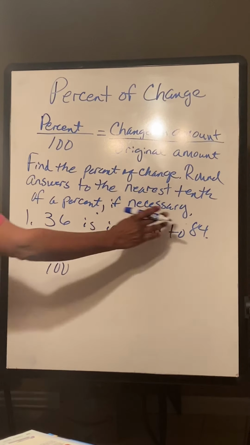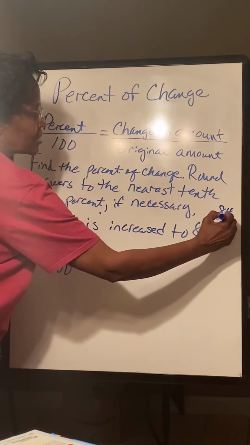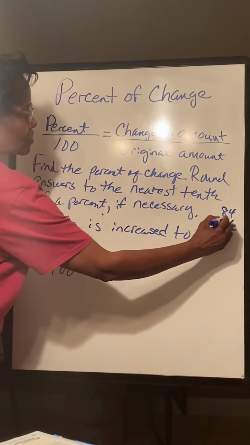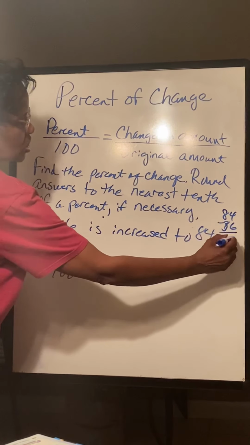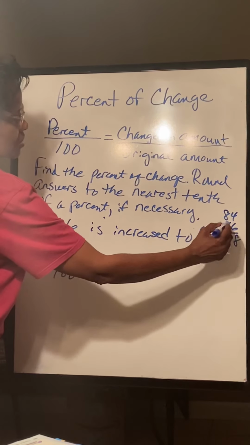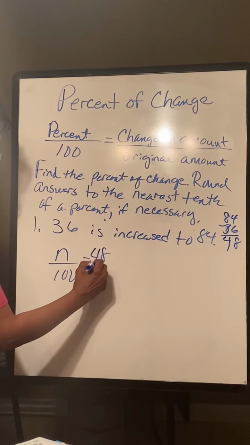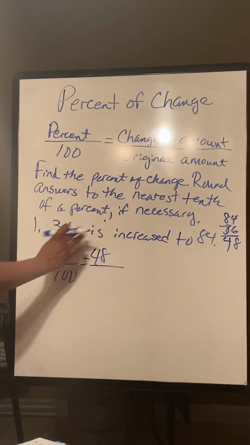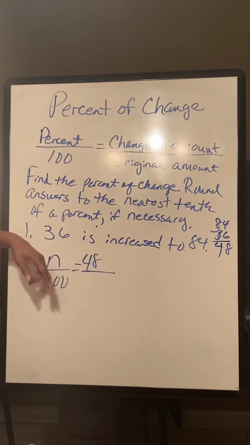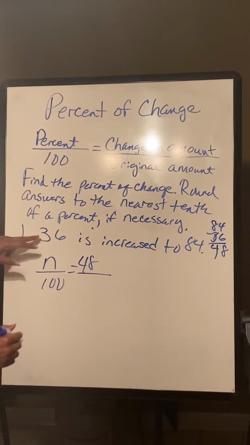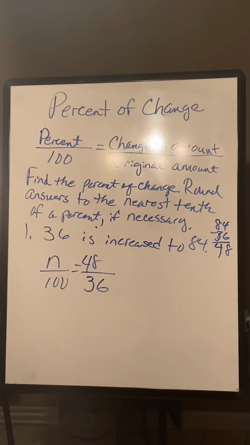Then I need to find the difference. So I need to take 84 and you're going to subtract 36 from it, okay? So you get 14 minus 6, which gives you 8, and 7 minus 3 gives you 4. So that gives you a 48 for your difference. And then you look at it and see which number is the original. Well, it started at what? 36. It increased to 84, so 36 is the original.